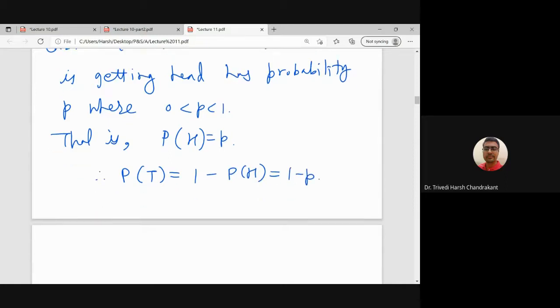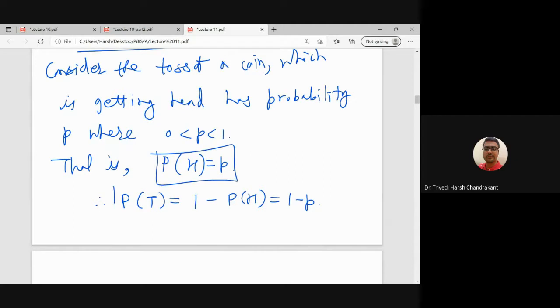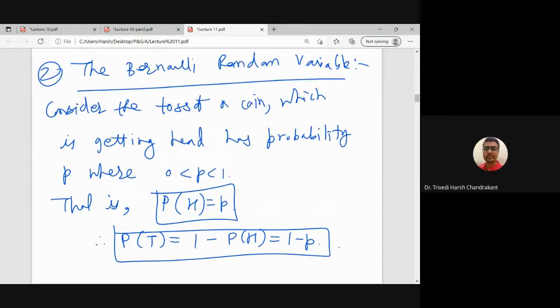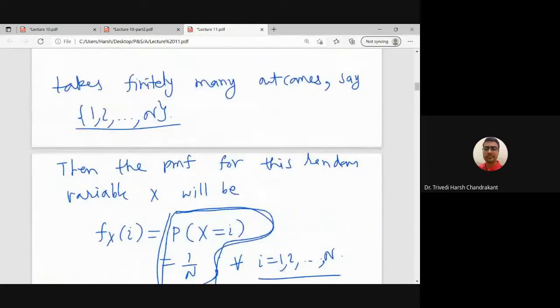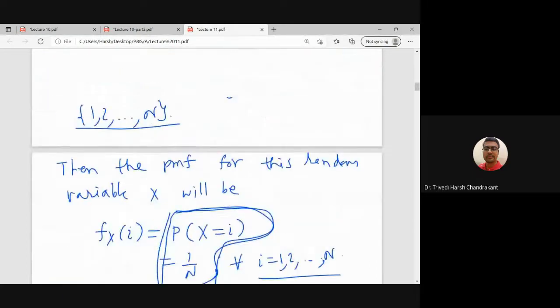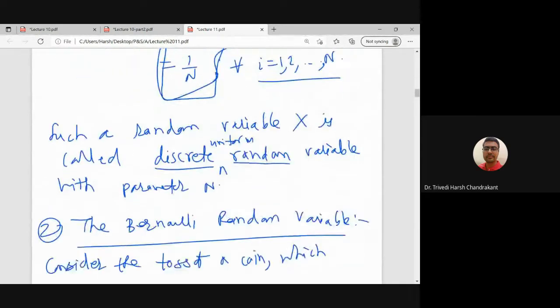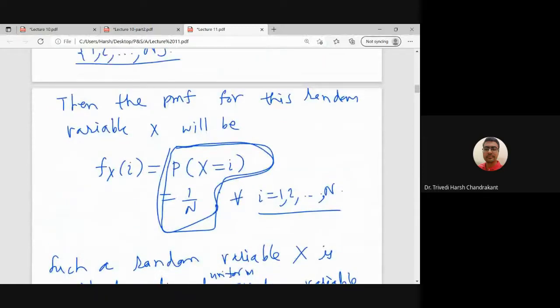You already know this. It was discussed in an earlier part of the course. So this is the Bernoulli model, given by Bernoulli. And when we take p equal to half, that means the probability of getting head is half, and the probability of getting tail is also half. In that way, this model generalizes the previous model, the uniform random variable.